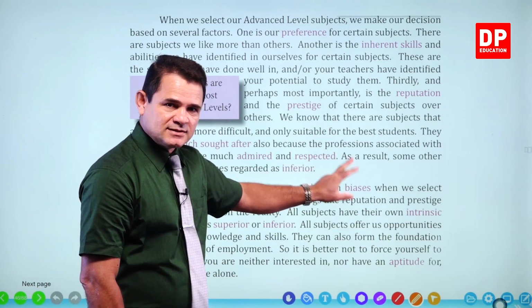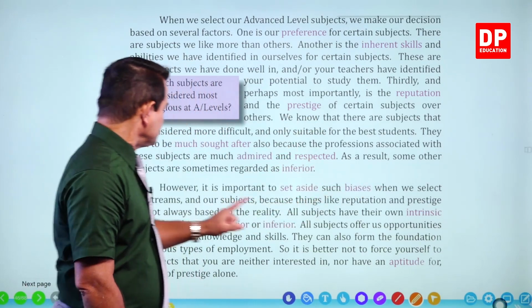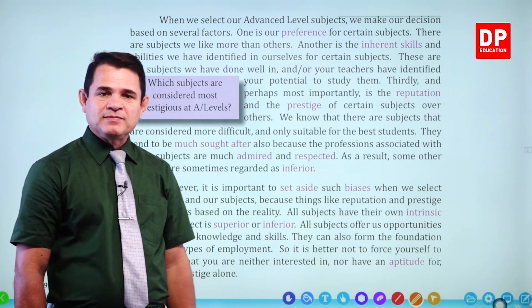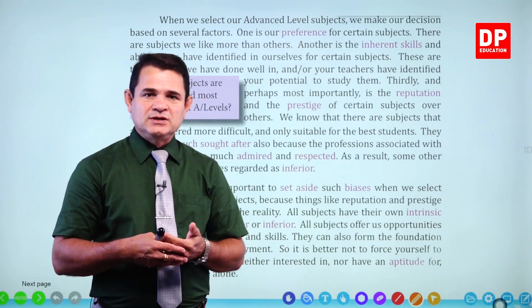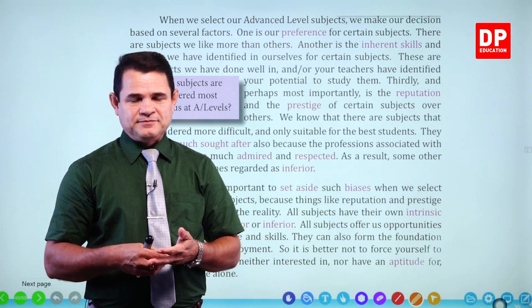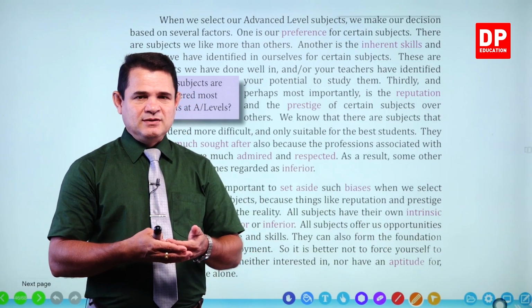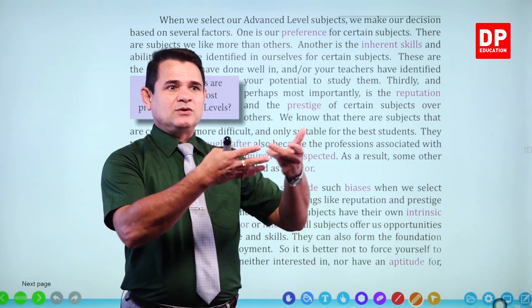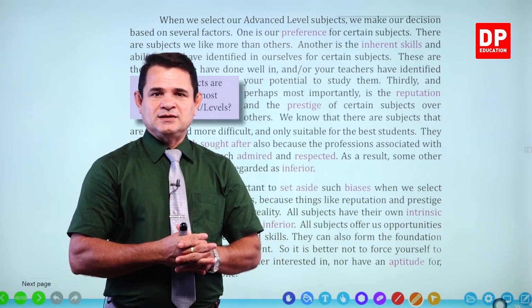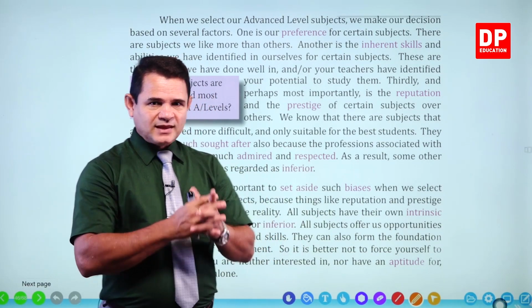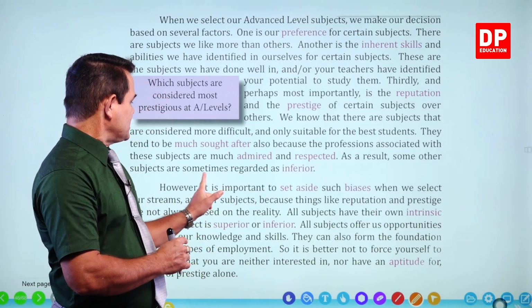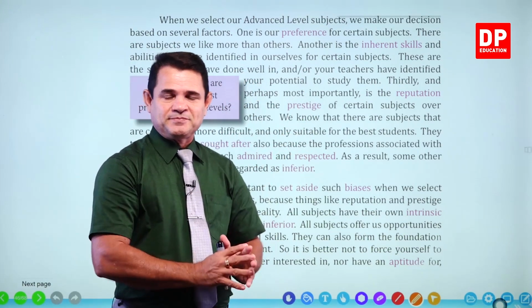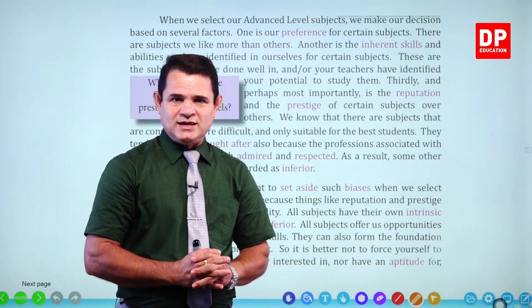As a result, some other subjects are sometimes regarded as inferior. Now we have a norm. People think, if you do these subjects you can get this kind of job, and if you get this kind of job, people think it is a very important occupation. So some become inferior, and others become superior. That sort of idea is also there.